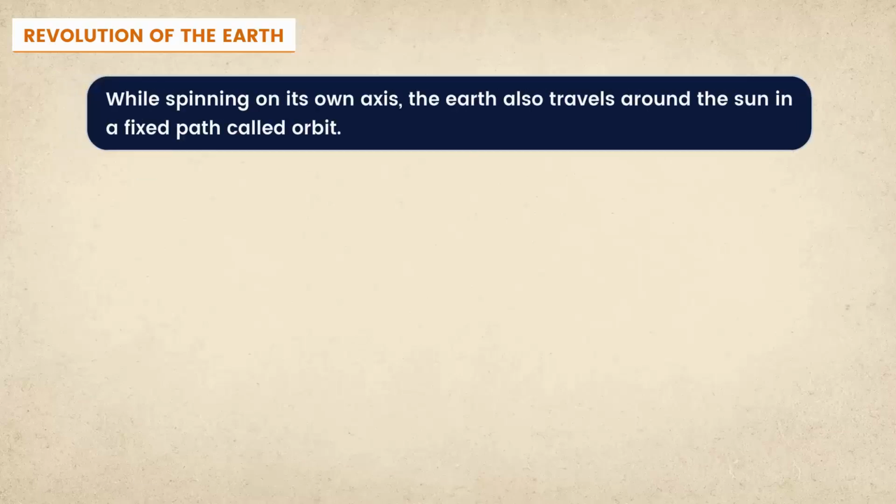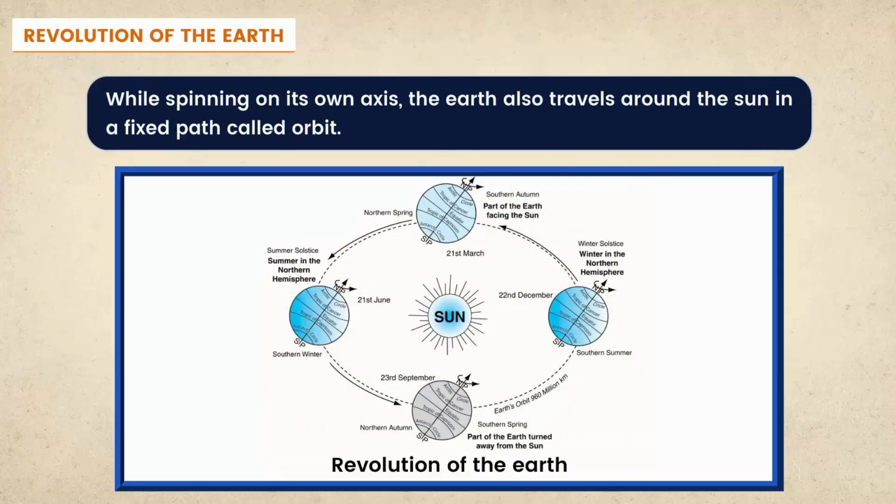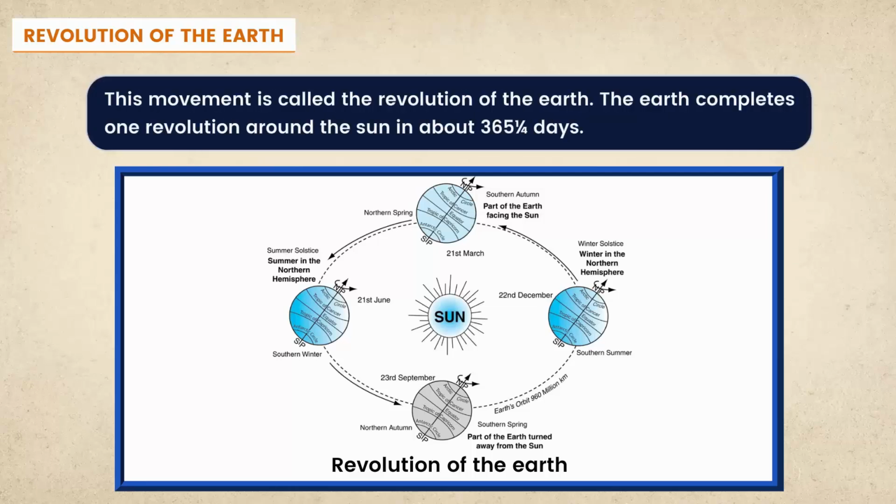Revolution of the Earth. While spinning on its own axis, the Earth also travels around the Sun in a fixed path called orbit. This movement is called the revolution of the Earth. The Earth completes one revolution around the Sun in about 365 and a quarter days.